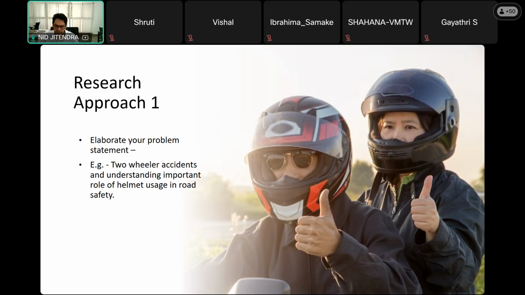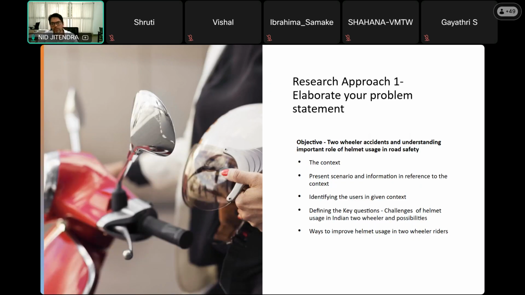So you have a research problem where, as an entrepreneur, you're trying to solve this problem and see how things can be sorted. You will frame your questions right, and then try to understand how the right answers can be collected. Your first approach will be to understand your objective. You are looking at two-wheeler accidents and the important role of helmet usage in road safety. This is your objective of research. You are asking whether a helmet really saves or not.